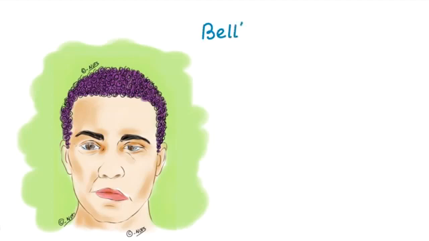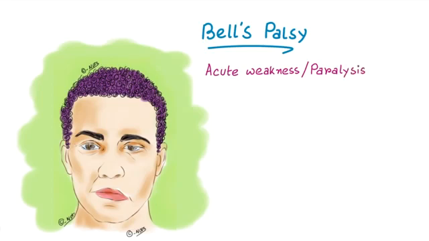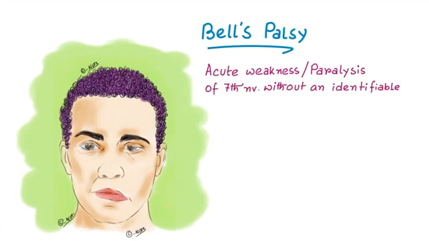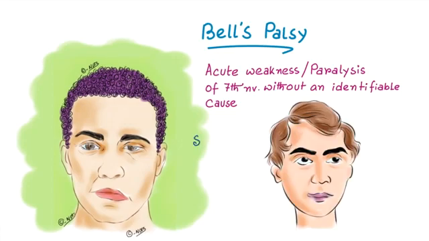Today we will discuss about Bell's palsy. Bell's palsy is an acute weakness or paralysis of facial nerve without an identifiable cause. It was first described by British anatomical scientist Sir Charles Bell. That's why it is called Bell's palsy.